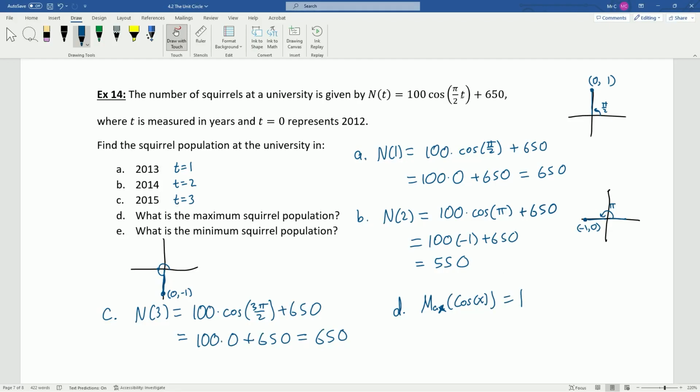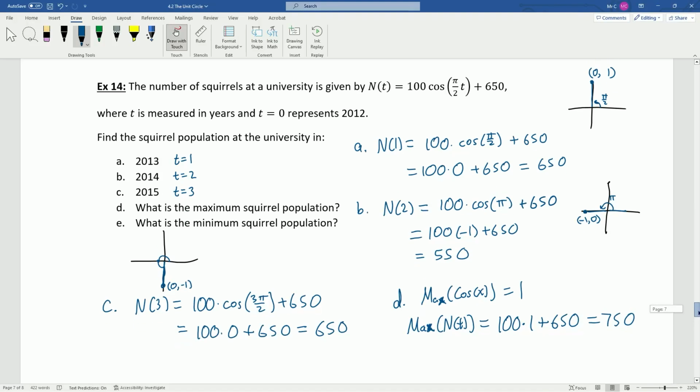It doesn't matter that I call it pi over 2t or anything like that. The maximum value for cosine is 1 because that's the biggest x value on the unit circle. So the maximum value, how do I want to denote? Let's just call this max of nt is just what I get when cosine was its biggest value, which was 1. So this is 100 times 1 plus 650, which is 750.